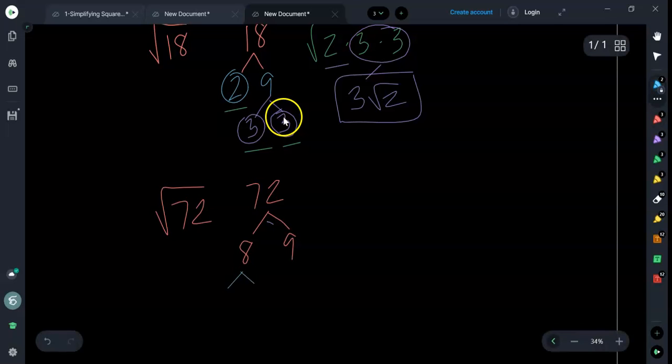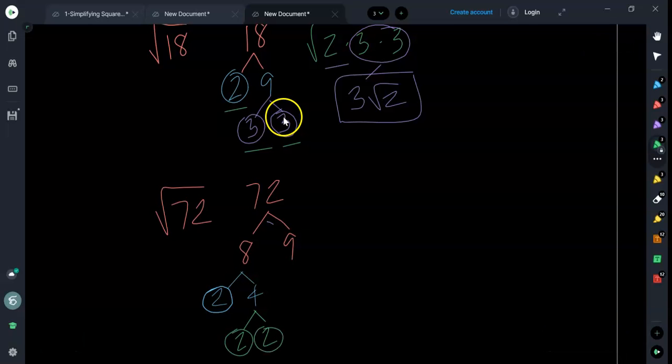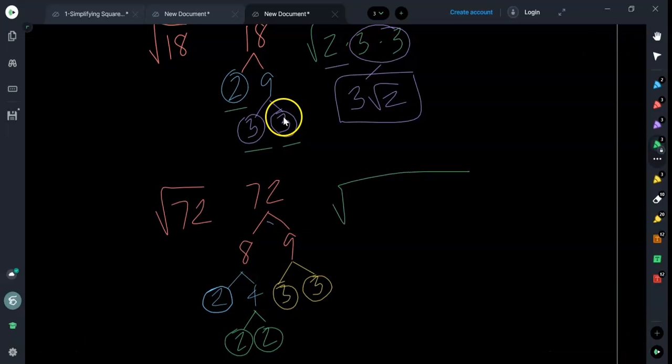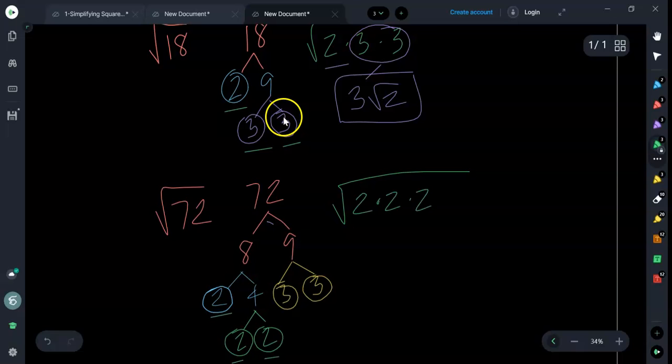So I'm going to take the 8 and make that 2 times 4. 2 is prime, so I'm going to stop there. But the 4 is not prime, so I'm going to keep going. And that's 2 times 2. Both of those are prime, so I'm done on that side of the tree. Let's go to 9. 9 is 3 times 3. That's your only option. And 3 and 3 are both prime. Again, prime numbers are numbers whose only factors are themselves and 1. So I'm going to rewrite 72 as 2 times 2 times 2. I've got 3 2's here. Times 3 times 3.